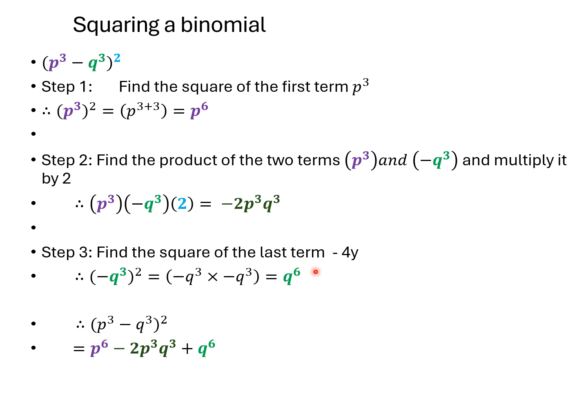Right? For the last term, it's minus q cubed squared. So that will give me negative times negative, which gives me a positive. q cubed times q cubed becomes 3 plus 3, which gives me q to the power 6. So therefore, p cubed times p cubed, 3 plus 3 gives me 6. 1 times negative 1 times 2 gives me negative 2 p cubed q cubed. Negative times negative, positive, q cubed times q cubed gives me q to the power 6. Alright, let's look at the last problem.